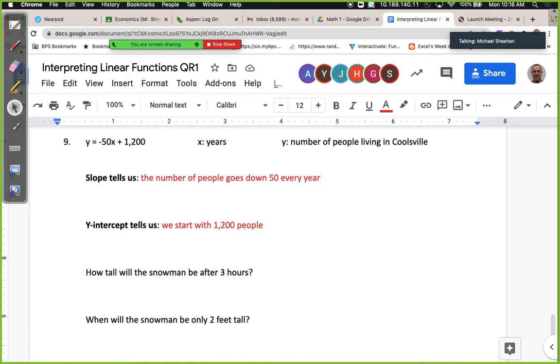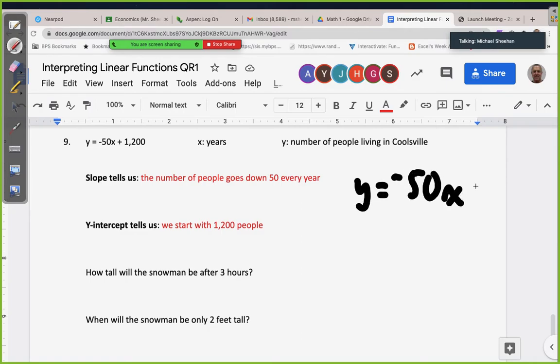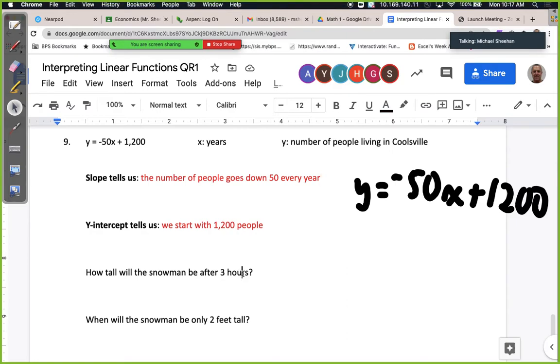And then all I have to do is plug two numbers into my equation. All right, my equation is y equals negative 50x plus 1,200. They're asking me to plug 3 hours into my equation. And hold on a second. This is a mistake, Mr. Sheehan's mistake here. Let's call this years, not hours.